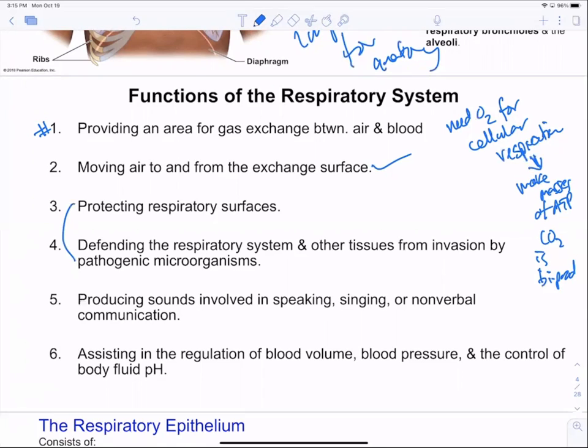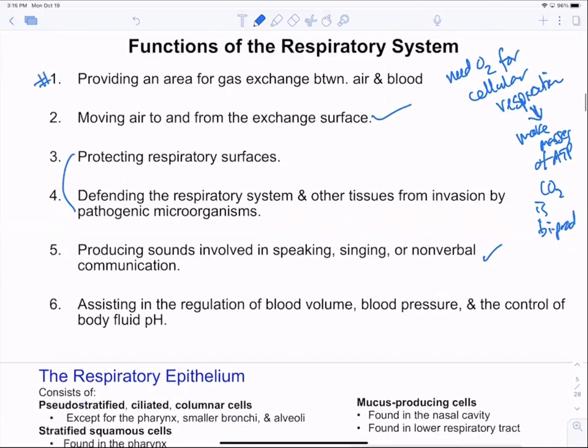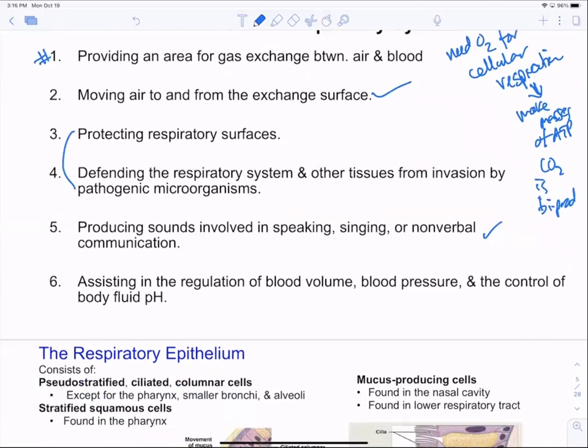One cell layer, simple squamous. It's great for rapid diffusion, but it's super delicate and can be broken down or kind of torn really easily. And so there's a lot of protection going on of trying to trap things before it gets down to the respiratory portion. Producing sound, that is done in your larynx, and we'll talk about that. So being able to produce all kinds of sounds, it's your respiratory tract.